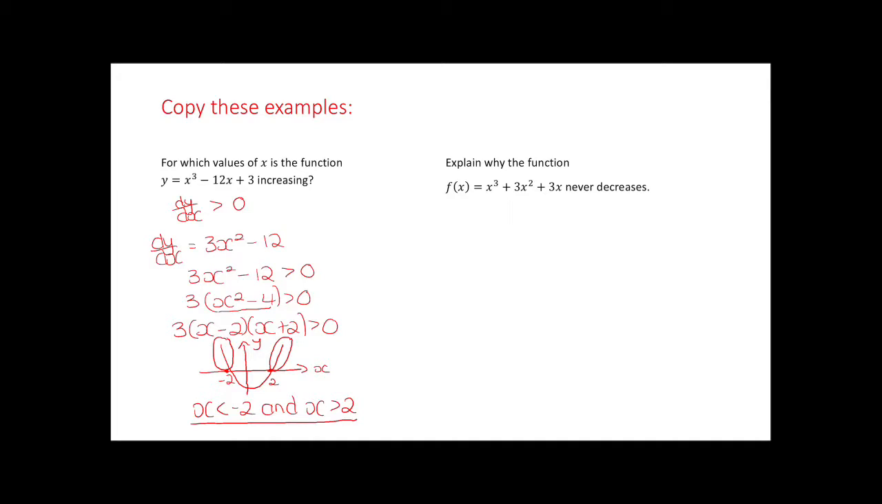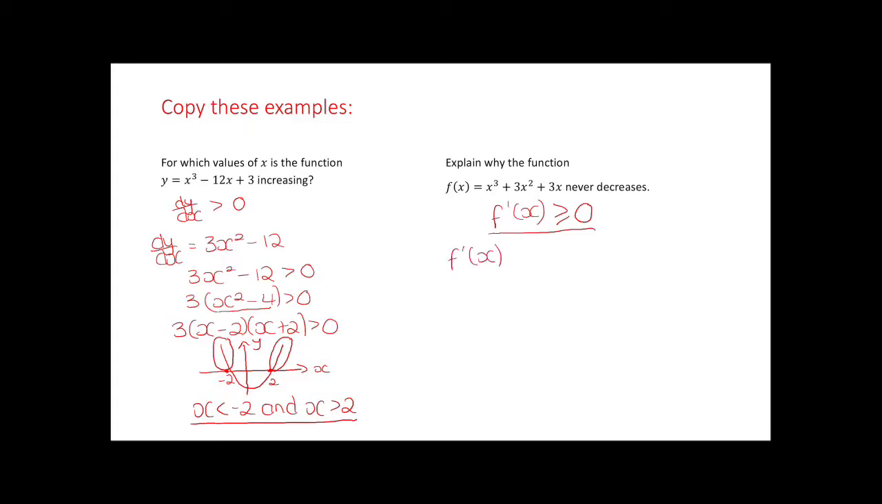This next example is a little bit different because it's now asking us to explain why a function never decreases. So if a function never decreases, it means that it's always either increasing or stationary. So it's always either greater than or equal to 0. So if we can prove that the derivative of that function is always greater than or equal to 0, we can show that it's never decreasing.